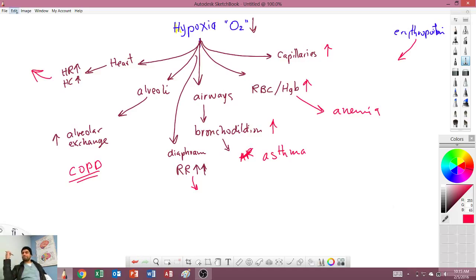Will that be an increase in pH or decrease in pH? Will that be alkalosis or acidosis? Excellent. Now it depends. If the problem is anything other than the lung itself, such that the respiratory rate is increased, it will lead to alkalosis. If respiratory rate is decreased, it will lead to acidosis. So it depends what's the cause of hypoxia in this case.